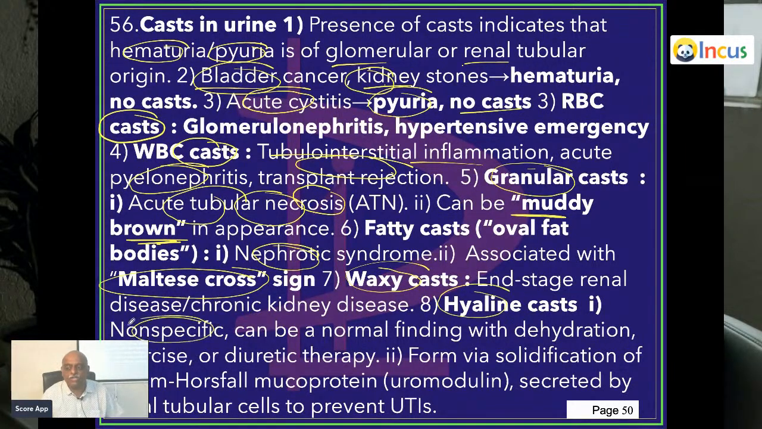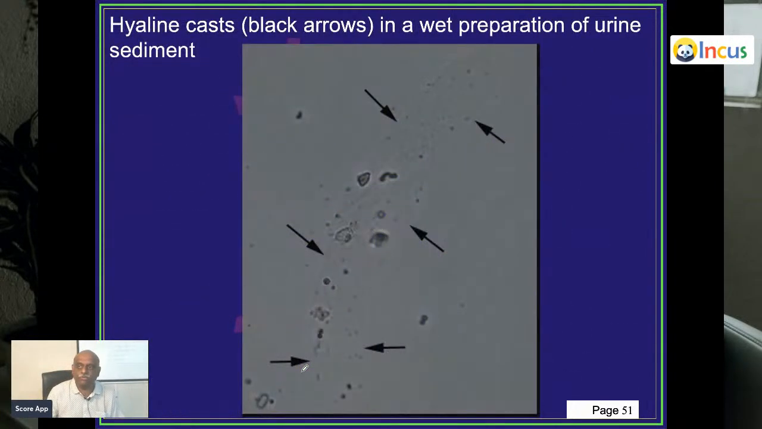Hyaline casts are a non-specific finding, a normal finding whenever you are dehydrated or doing exercise or on diuretic therapy. Diuretic therapy also can lead to hyaline casts. And why do they form, doctor? The renal tubules produce a protein called Tamm-Horsfall protein. The Tamm-Horsfall mucoprotein secreted by the renal tubules normally to prevent UTIs typically forms this normal cast called hyaline cast. They are not significant of any pathology, is what you have to remember.